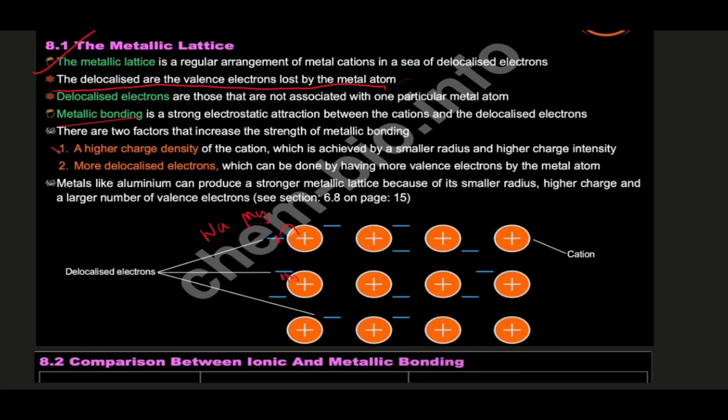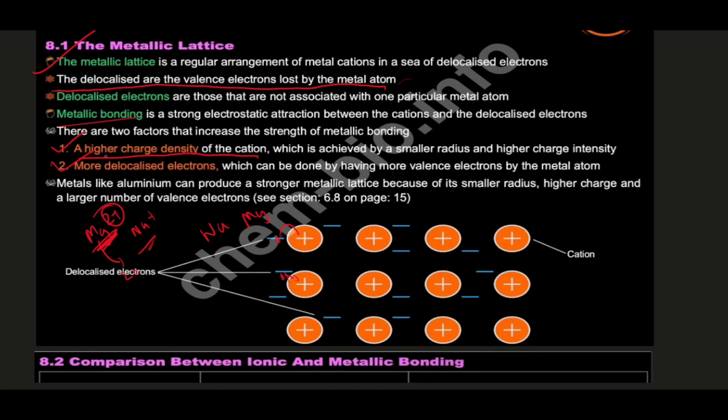Now, obviously, there are two factors which result in an increase of metallic bonding. The first is a higher charge density of the cation, like Mg2+ compared to Na+. Obviously, Mg2+ is going to have a greater strength in terms of metallic bonding compared to Na+, considering it has a higher charge density. It is a higher charge because there are two delocalized electrons per ion compared to one delocalized electron per ion in Na+. So as a result, the metallic bonding in Mg2+ will be greater than in Na+.